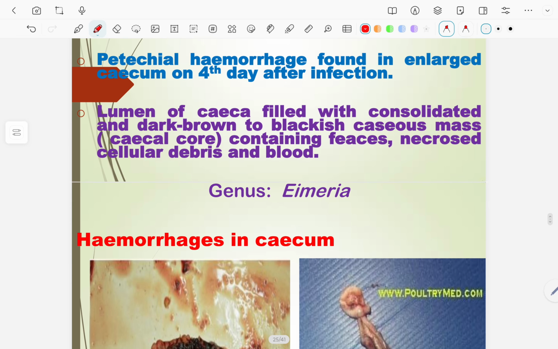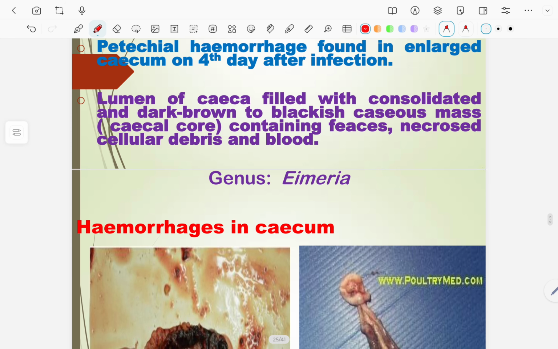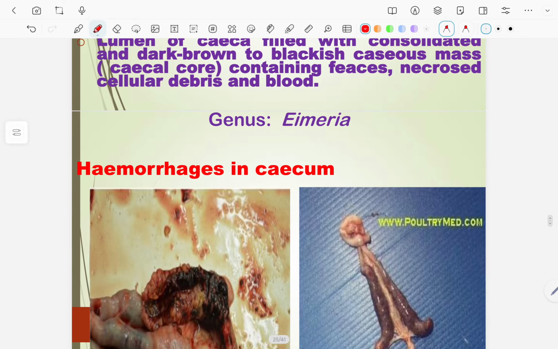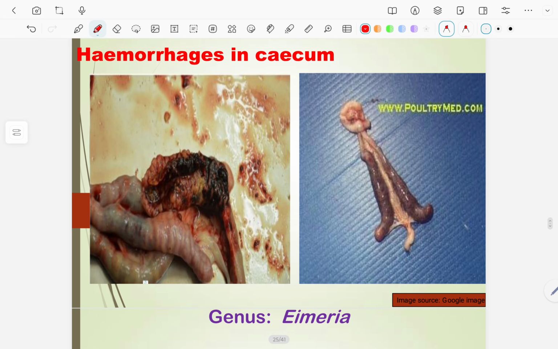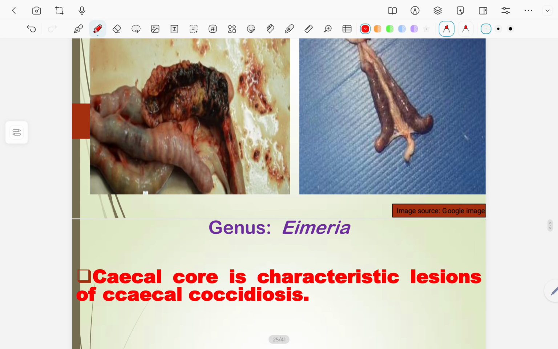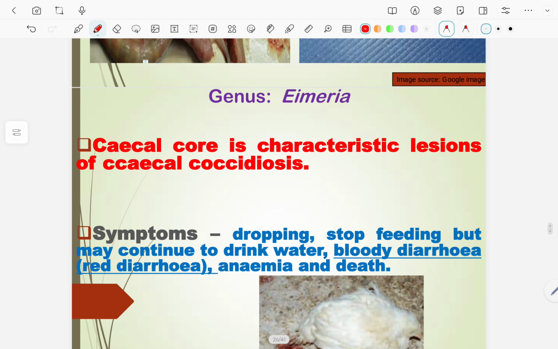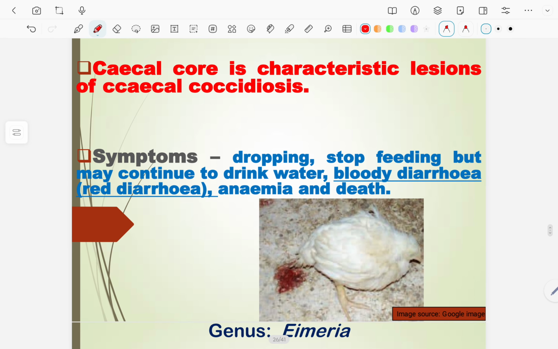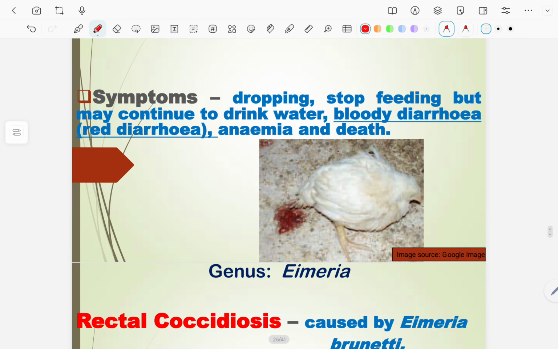Cecal core, containing feces, necrosed cellular debris, and blood. Hemorrhages in the ceca. The cecal core is a characteristic lesion of cecal coccidiosis. Symptoms: droopiness, stop feeding but may continue drinking water, bloody diarrhea, anemia, and death.